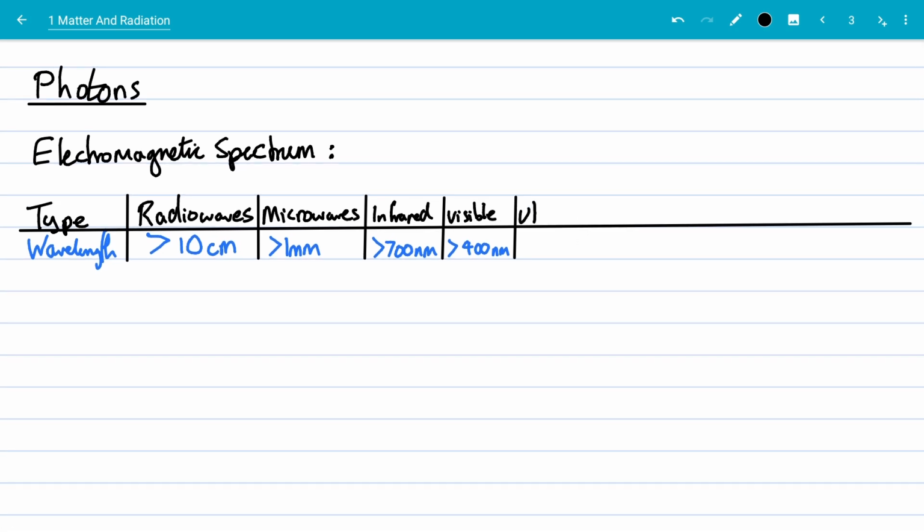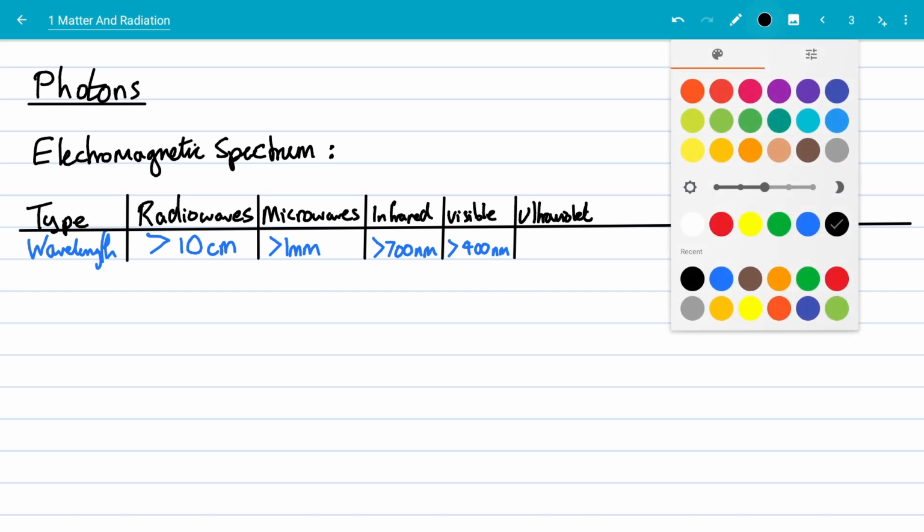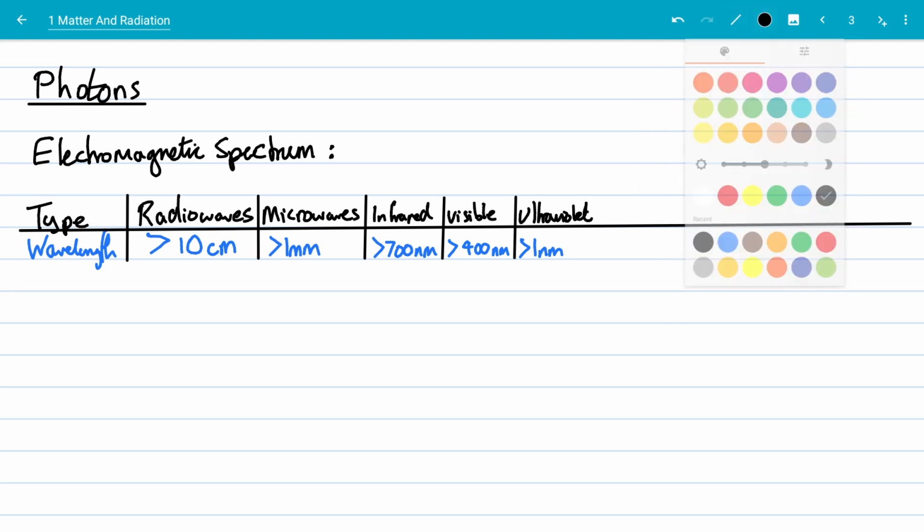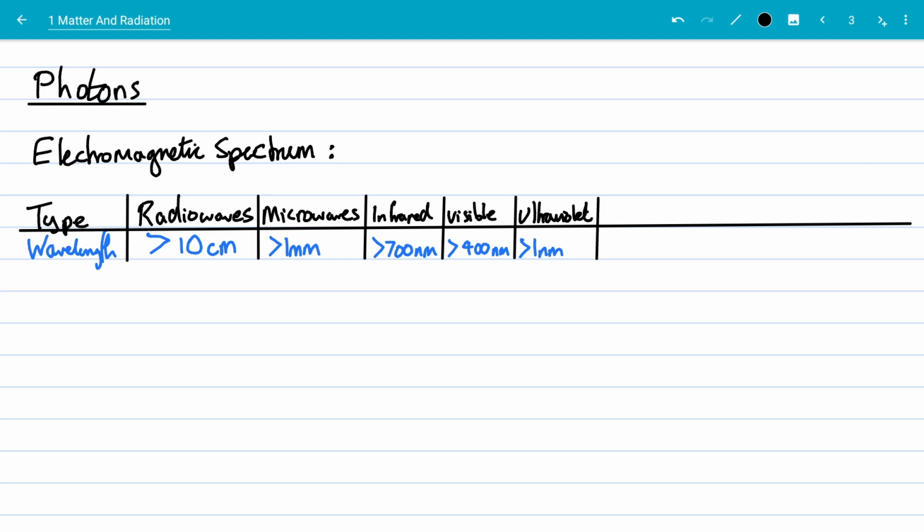Then we have ultraviolet. That's radiation where the wavelength is even smaller than visible light, even smaller than violet, hence the name, but it's still bigger than about a nanometer. A nanometer is about 10 atoms in diameter, roughly. So let's draw a line through this. So, that's ultraviolet.